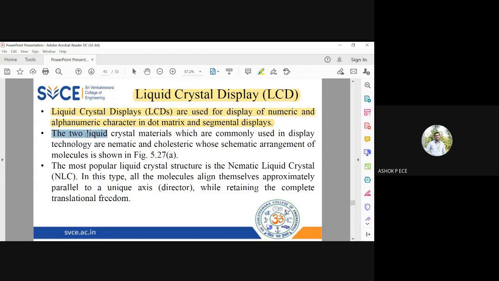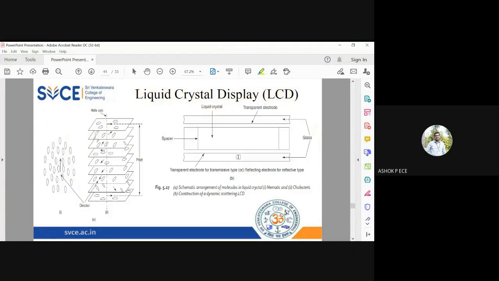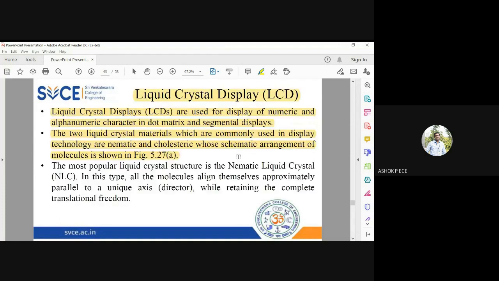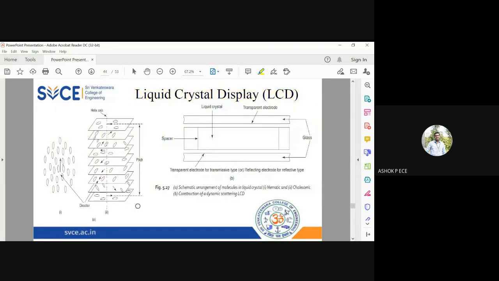The two commonly used liquid crystal materials in LCDs are nematic and cholesteric. One is nematic, another one is cholesteric. They have shown this in figure 5.27a. See here, this is the structure of nematic and cholesteric crystals. The first one is the nematic crystals, and the second one is the cholesteric crystals. And this is the construction of the dynamic scattering LCD.